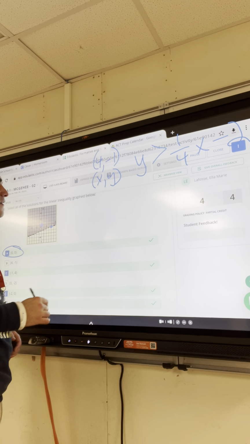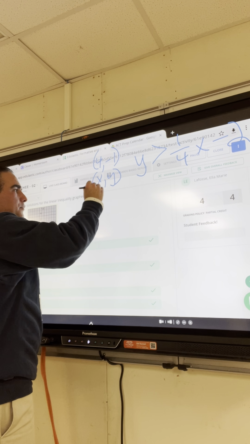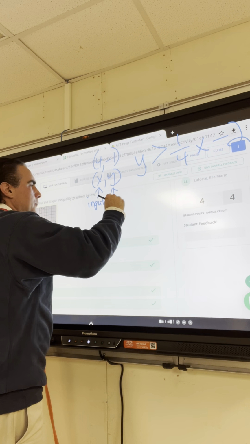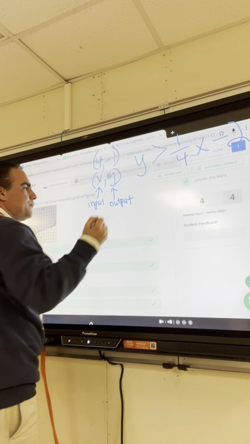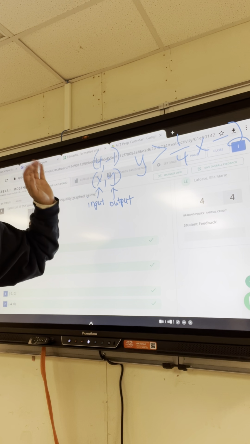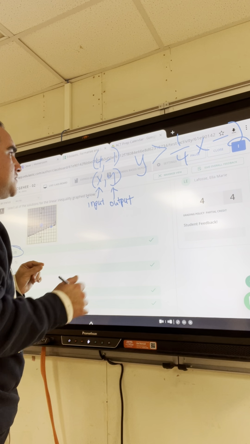Those are coordinates. Which one's my input? Which one's my output? X is my input. Y is my output, right? Anything that x can be is my domain. Anything y can be is my range. Just as a little review.